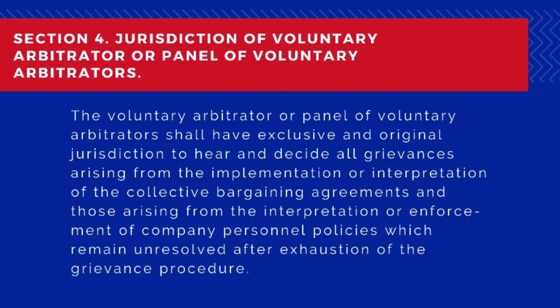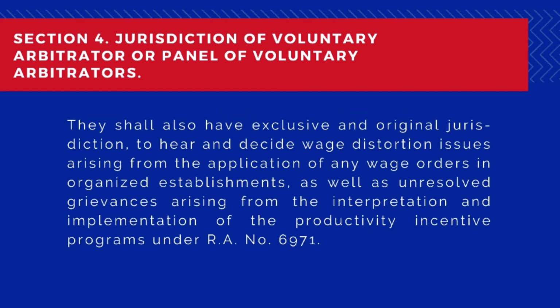Section 4. Jurisdiction of voluntary arbitrator or panel of voluntary arbitrators. The voluntary arbitrator or panel of voluntary arbitrators shall have exclusive and original jurisdiction to hear and decide all grievances arising from the implementation or interpretation of the collective bargaining agreements, and those arising from the interpretation or enforcement of company personnel policies, which remain unresolved after exhaustion of the grievance procedure. They shall also have exclusive and original jurisdiction to hear and decide wage distortion issues arising from the application of any wage orders in organized establishments, as well as unresolved grievances arising from the interpretation and implementation of the productivity incentive programs under RA No. 6971.